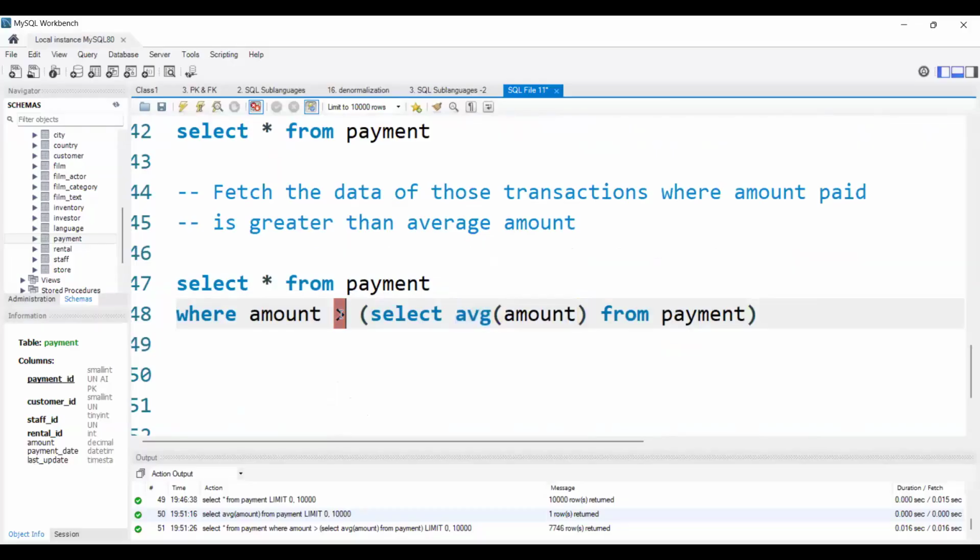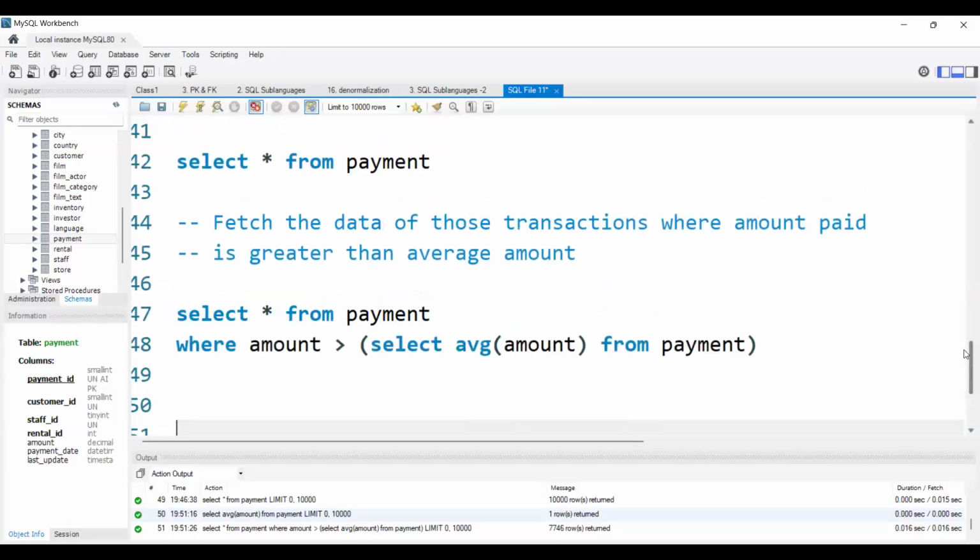But again, we will use single row operators to compare the values generated by this subquery. If we use single row operators to compare the output of the subquery, that also we can consider a single row subquery, because going forward in multiple row subqueries we will use some other operators. Okay, that is how we will understand the concept here.